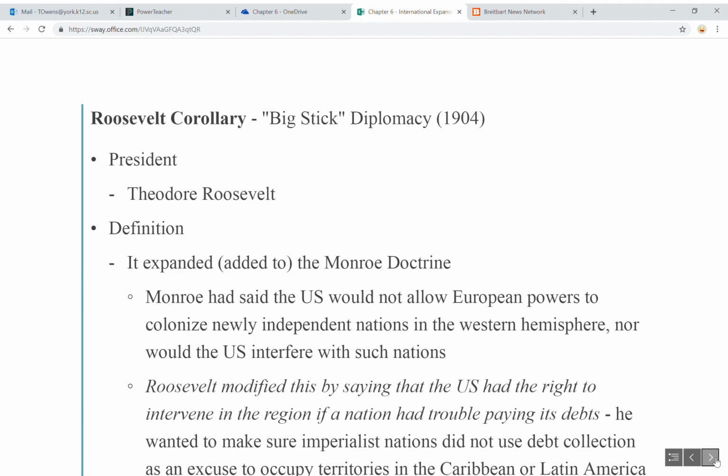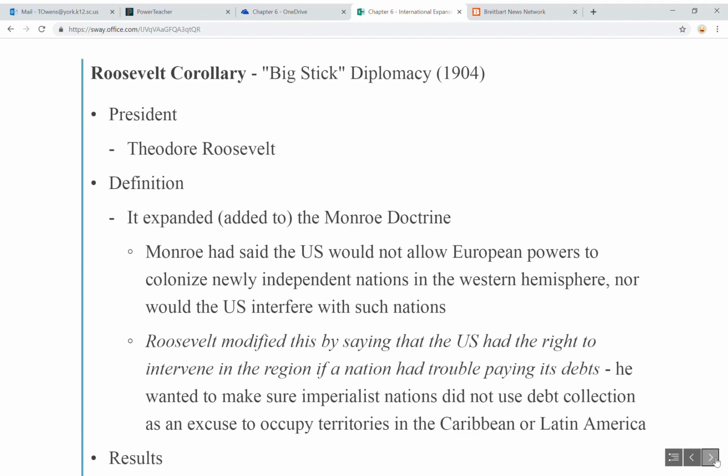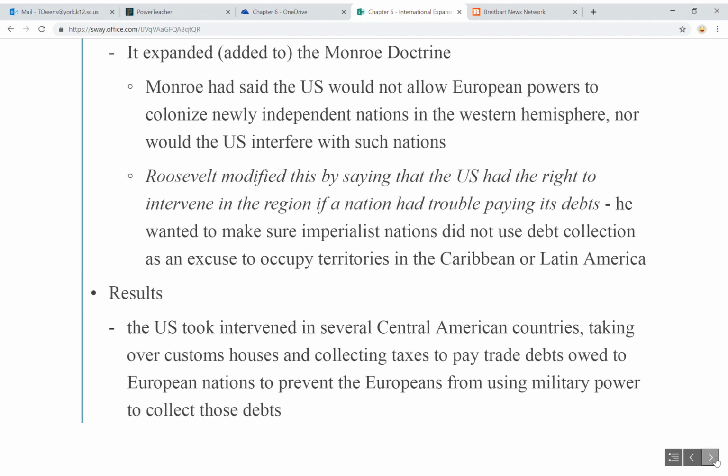We don't want a European nation's armed forces this close to us, and really we feel like we can handle it. So if South American, Latin American countries have a hard time paying their debts, then we can intervene, because like I said, we are imperialist, but we don't want European imperialist nations to use debt collections as a way of occupying the Caribbean or Latin America.